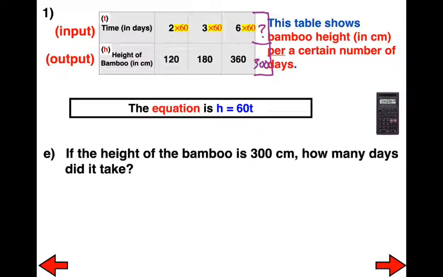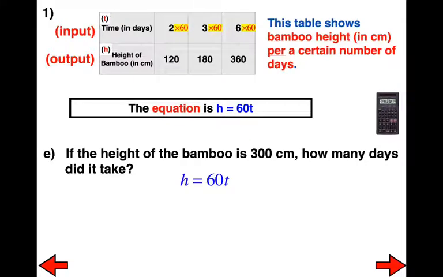We've also talked about the idea that if you go backwards, which is technically what we're doing here, you would do the inverse operation to multiplying by 60. And if you have forgotten, that means dividing by 60. And so 300 divided by 60 is 5. And that should kind of make sense. If it took 6 days to grow 360 centimeters, it will only take 5 days to grow 300 centimeters.